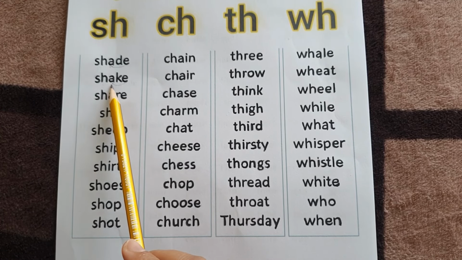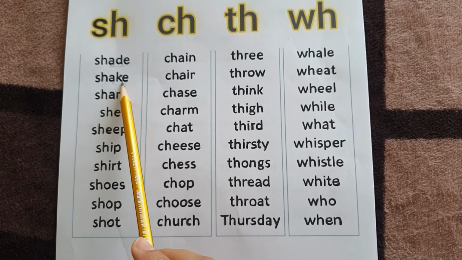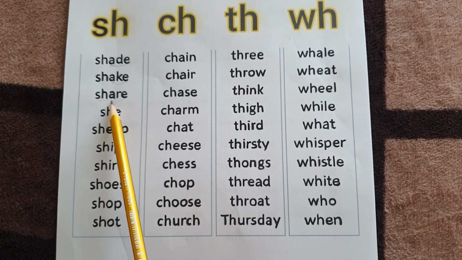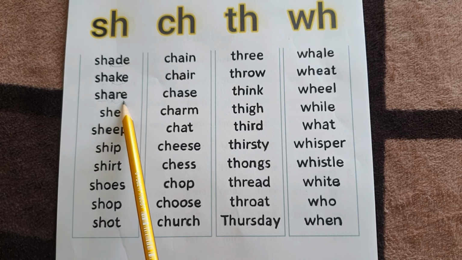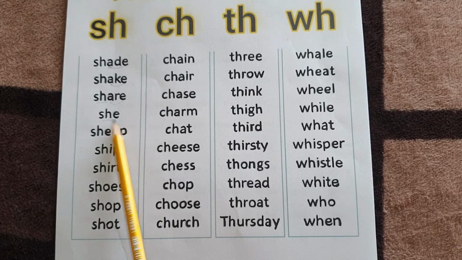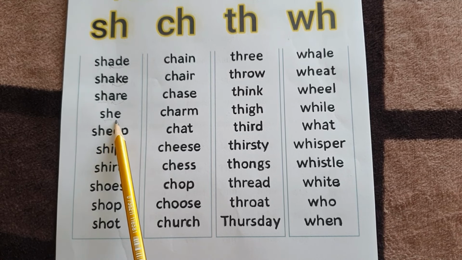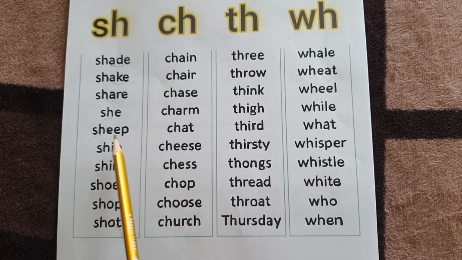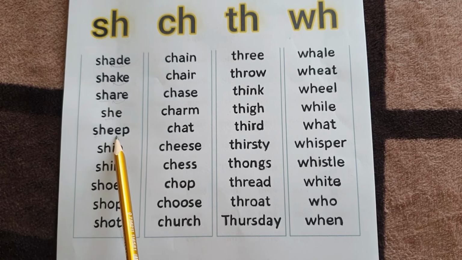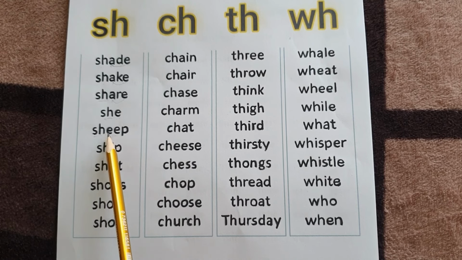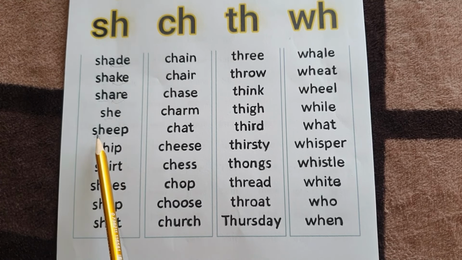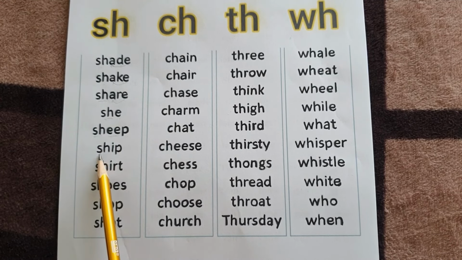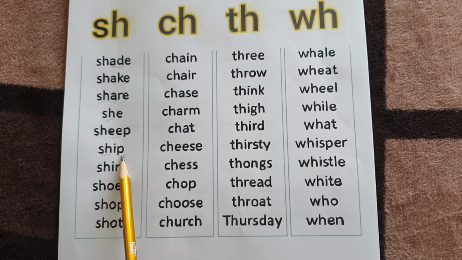Same here, magic e. Sh, a, k, shake. Sh, a, r, share. This is a tricky word. She. Sh, e, p, sheep. This is another digraph. Two e's joined together make the sound e. Sh, e, p, sheep. Sh, i, p, ship.